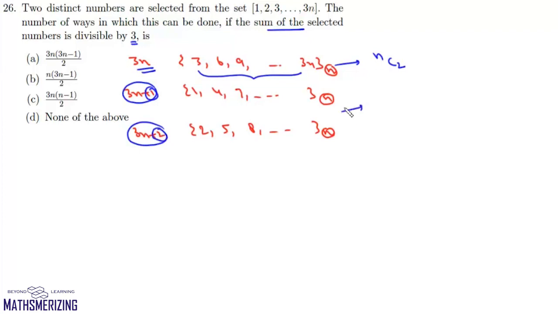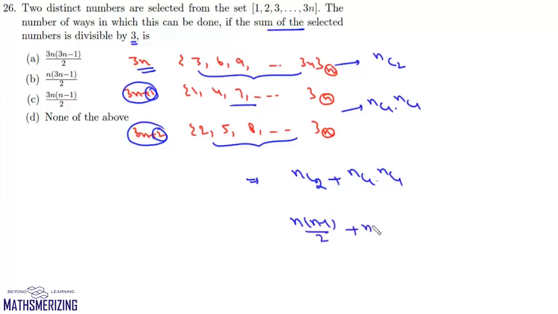So the second case will be, we have to select one number from this set, which can be done in nC1 ways, and one number from this other set, which is again nC1. So the required number of ways will be simply nC2 plus nC1 into nC1. Now nC2 is n(n minus 1) by 2, and here it will be simply n square. Now we take n common, we get n(n minus 1 plus 2n) by 2, which is n by 2 into (3n minus 1), and that's your option B.